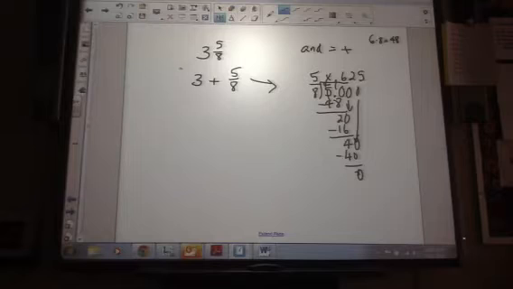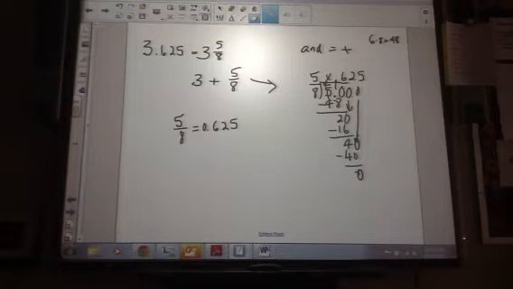All right, so the decimal equivalent of 5/8 is 625 thousandths. Now, that means the decimal equivalent of our original question is 3.625. So that's the question we were answering. Now, just to be sure we all know what we're doing here.